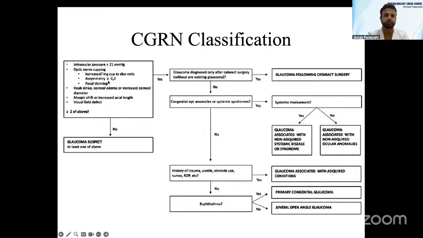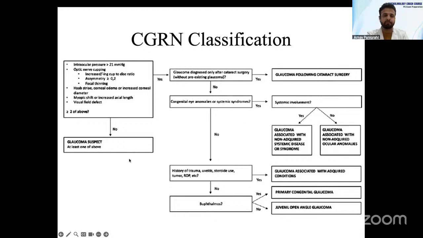It's IOP more than 21, optic nerve head cupping suggestive of glaucoma, the presence of corneal changes like increased corneal diameters, corneal edema, limbal stretching or Haab's striae, a myopic shift or progressive change in refractive error, and a visual field defect, which obviously is very difficult to perform in a child. If 2 or more of these features are present, we define it as childhood glaucoma. And if there's just one of these features, it's a glaucoma suspect.